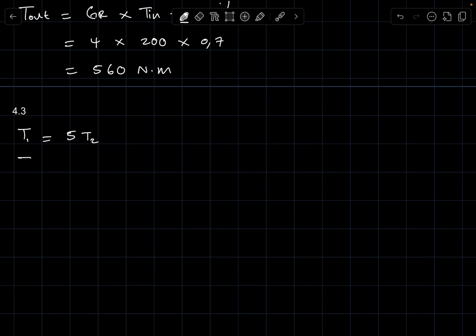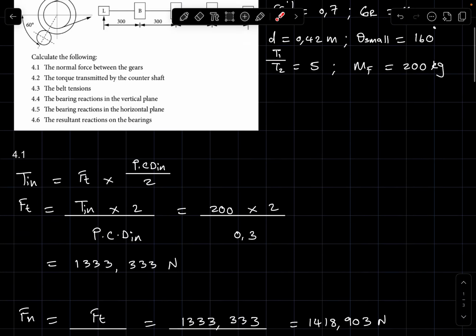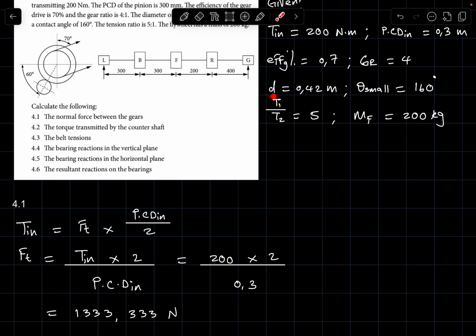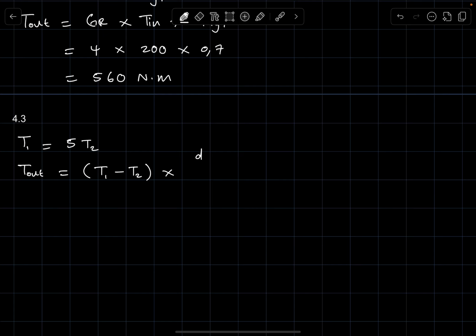But we also know that torque is equal to the effective tension. Effective tension is T1 minus T2, so effective tension times the radius of the pulley. Now here we haven't been given the radius, we've instead been given the diameter of the pulley. But we know that the radius is equal to the diameter divided by 2, right?